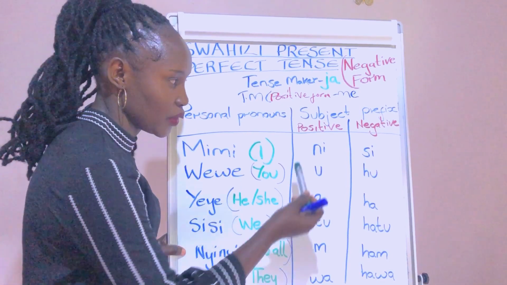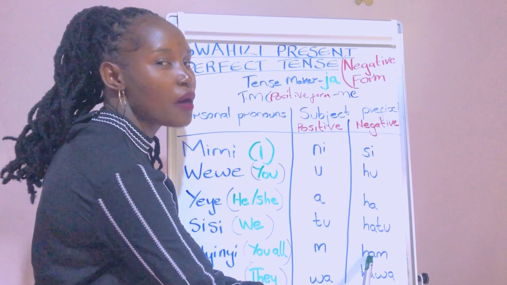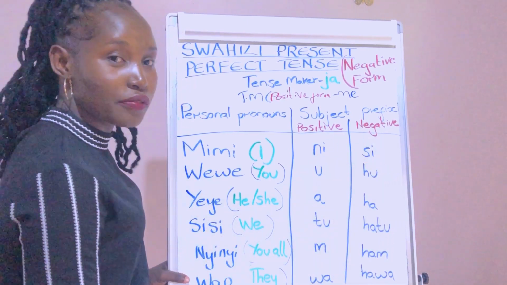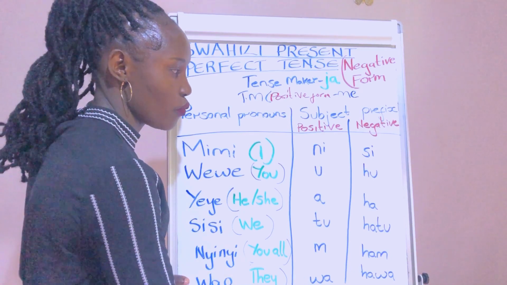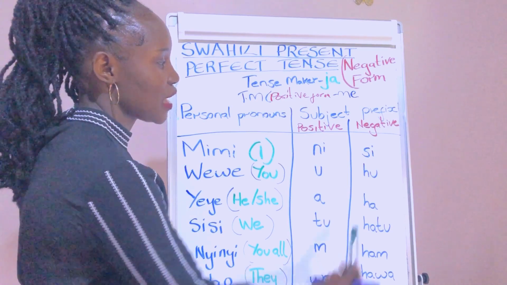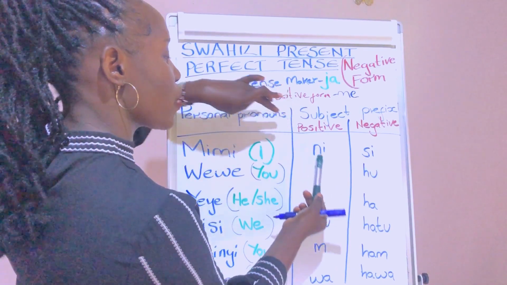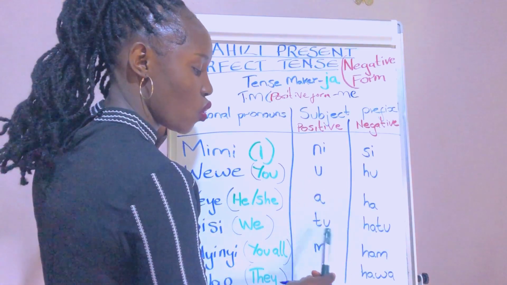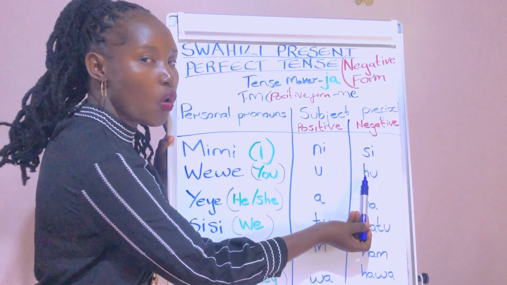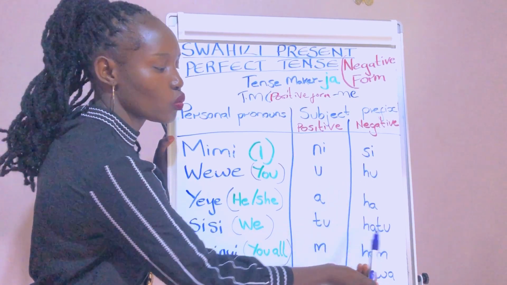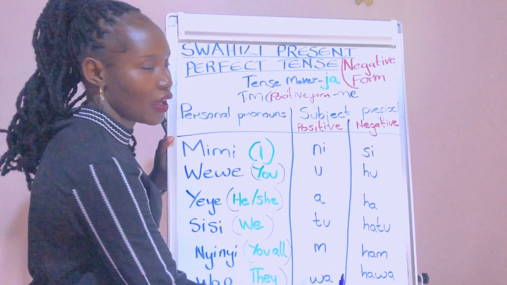Nyinyi, you all, subject prefix m in positive form, and then subject prefix ham in negative form. And then we have wao, to mean they. Subject prefix in positive form is wa, and then subject prefix in negative form we have hawa. So our subject prefixes in positive form we have ni, u, a, tu, m, and wa. And then subject prefix in negative form we have si, hu, ha, hatu, ham, and lastly, hawa.